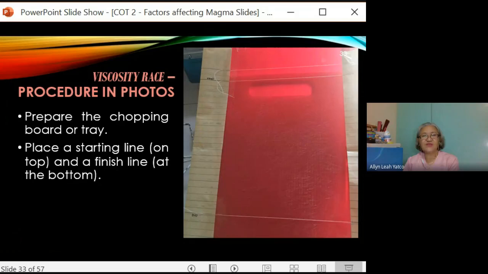Now let's prepare the racetrack of the liquids. We have the chopping board or the tray, and then we will place a starting line on top and a finish line at the bottom. You can use either strings or thread, similar to what I used on our chopping board. You can also trace it using a pencil.